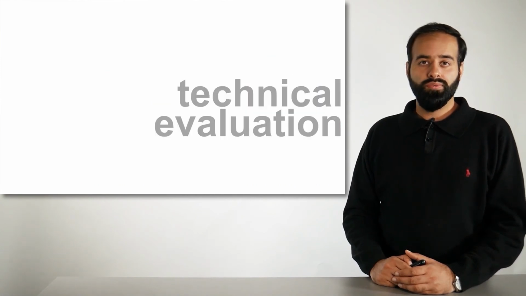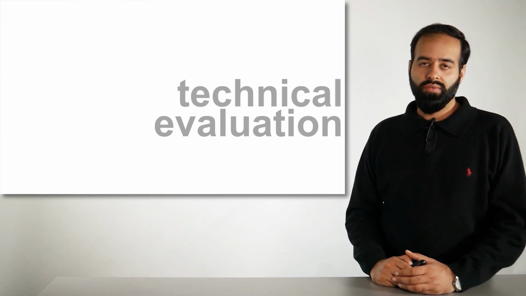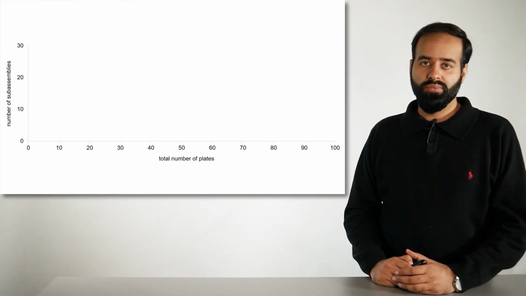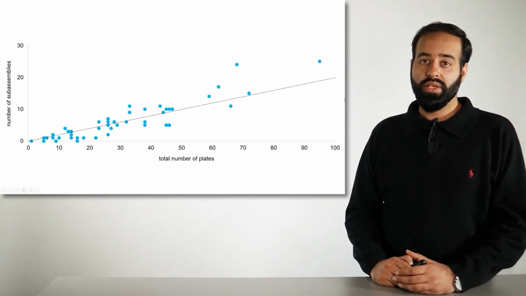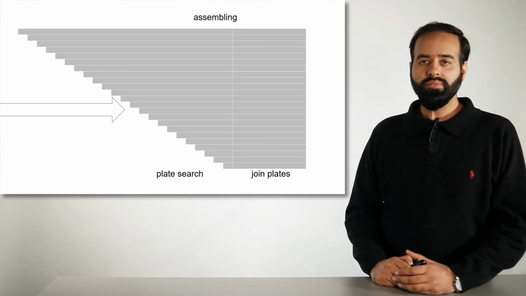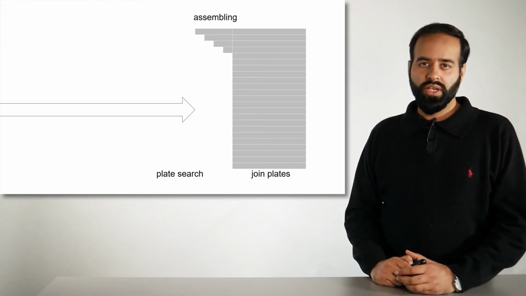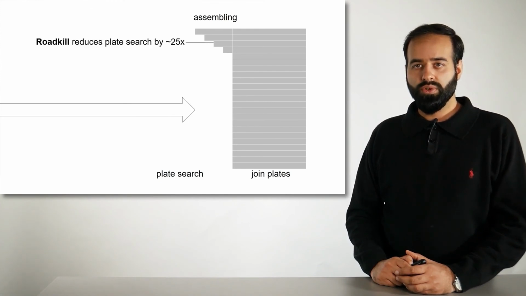To understand how this performance benefit came about, we downloaded the top 60 models from the Cube repository and ran the Roadkill algorithm. The test models were made from 1 to 100 plates, which Roadkill organized into 1 to 25 subassemblies. We found that the number of subassemblies roughly scaled linearly with the number of plates, and on average, Roadkill grouped 5 plates into one subassembly. Roadkill replaces the time required to search for plates with visual search for subassemblies. Given that plate search has quadratic complexity, this reduces the user effort by a factor of 5 squared, or 25 times.